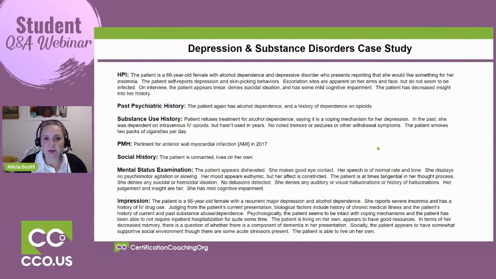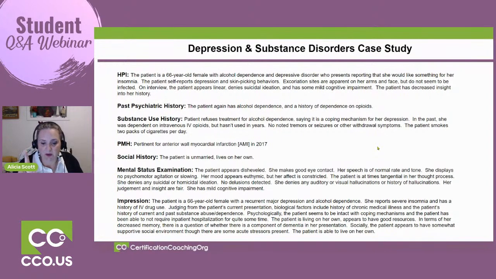So this is the impression. This is where we can pull an abstract, start thinking about abstracting those codes. Notice here, the impression is somewhat repeating the HPI because the provider is acknowledging that, okay, this is where we're getting a diagnosis. So we have recurrent major depression and alcohol dependence. That is different than what we see in the first sentence of the HPI, which is alcohol dependence and depressive disorder. Those are different codes.